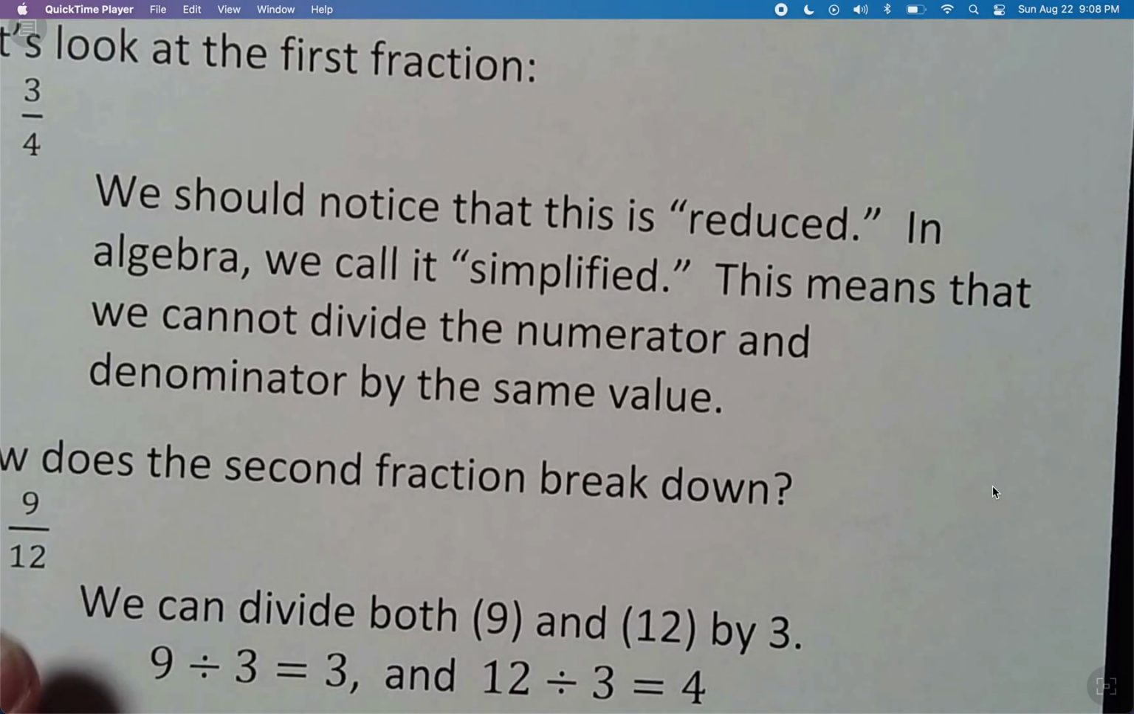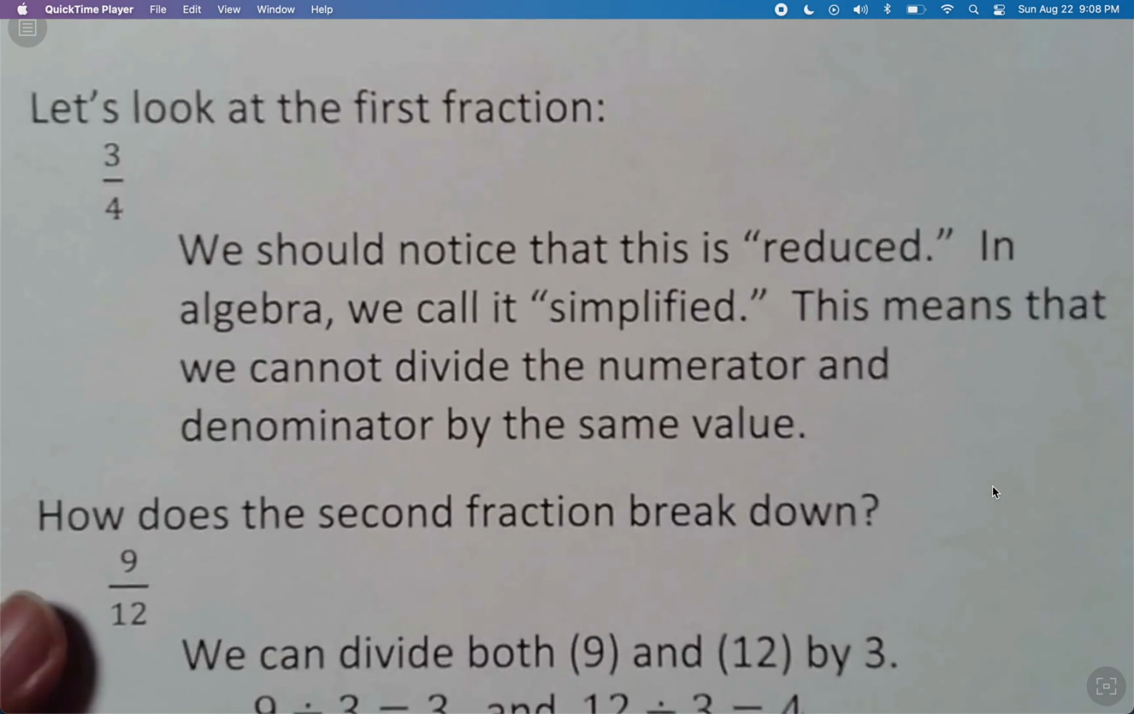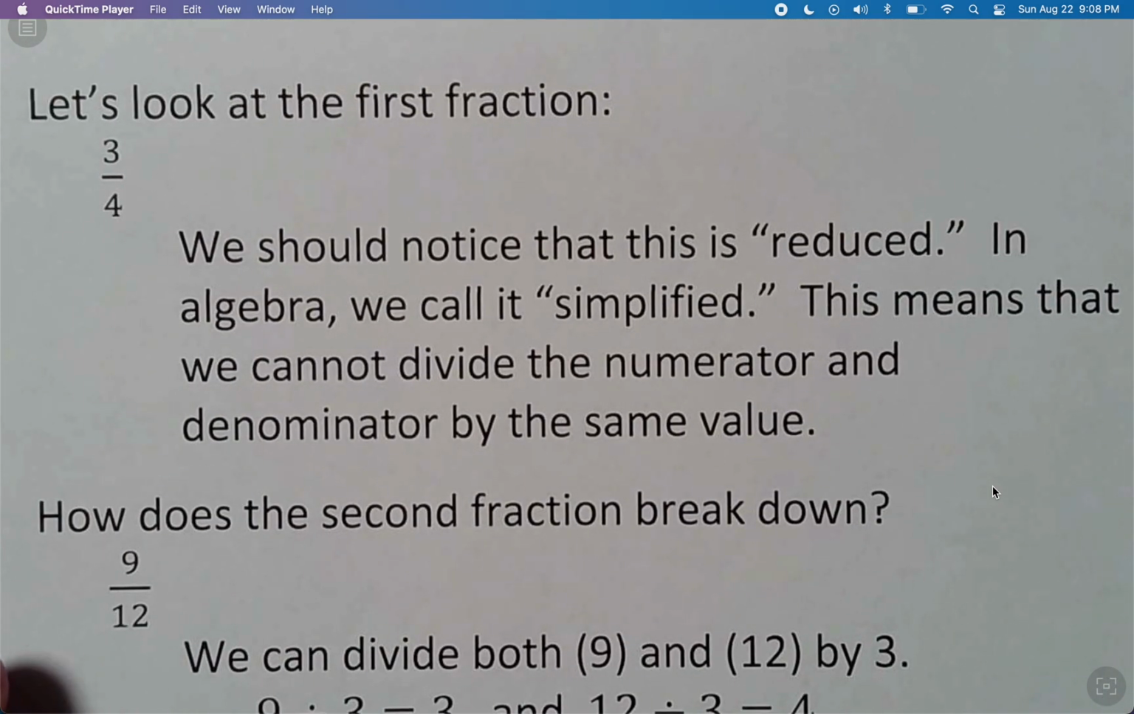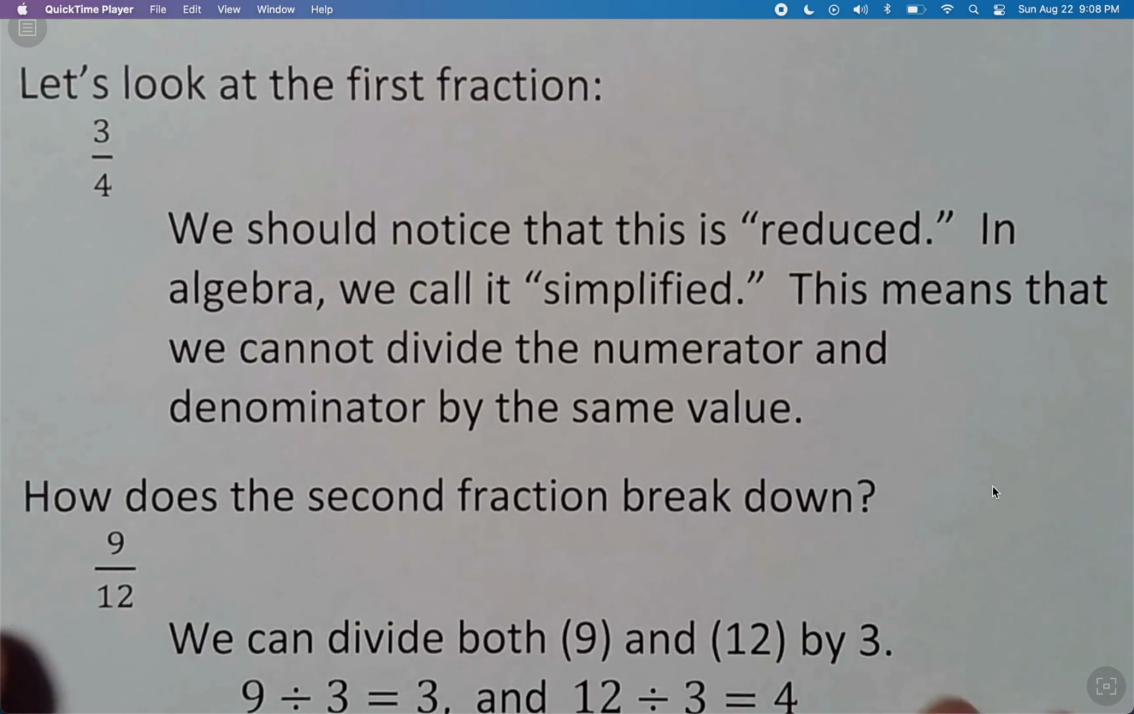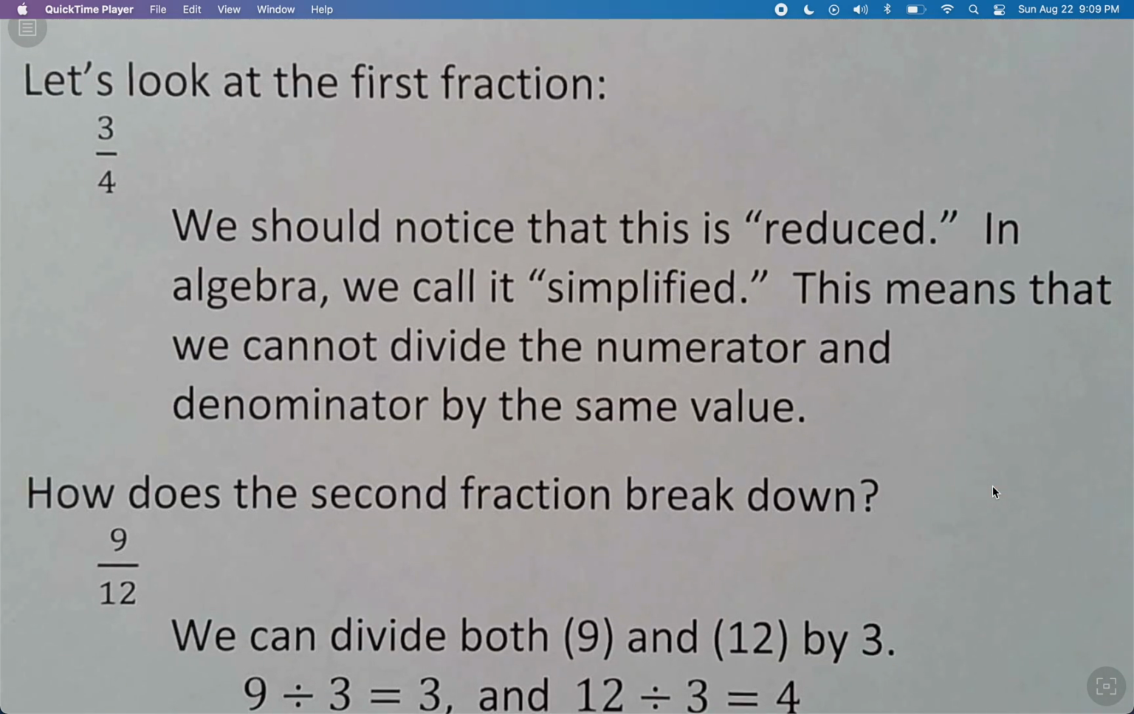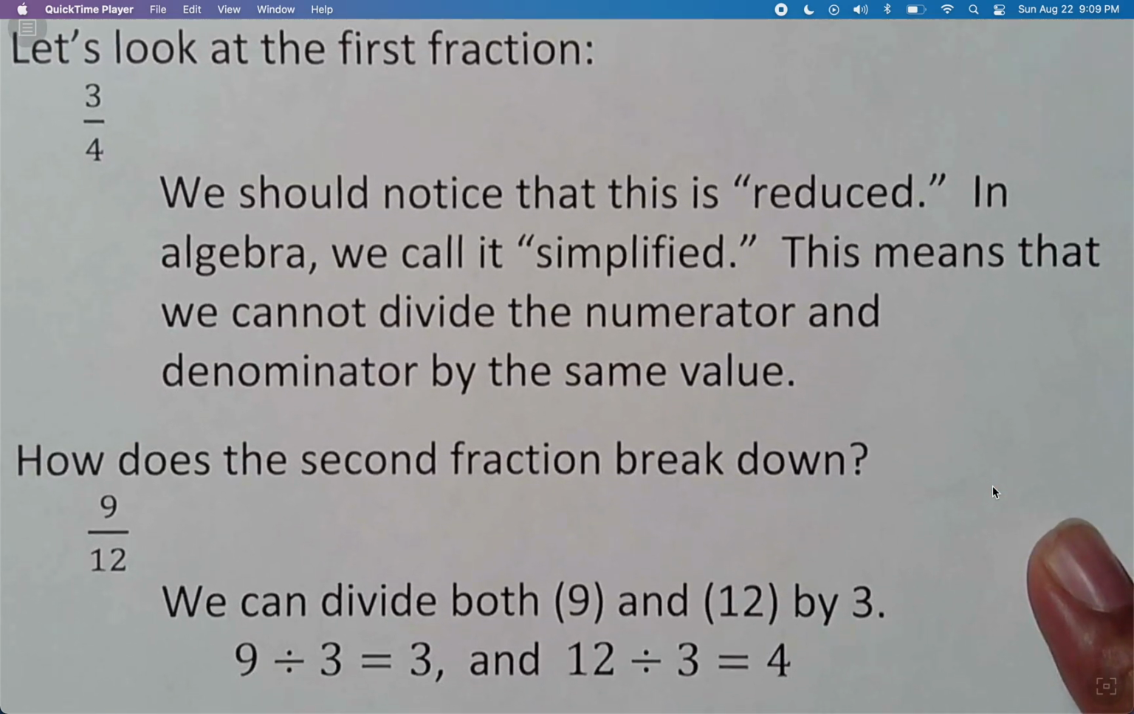All right. So we should notice again that 3/4 is reduced when we look at that one. In algebra, we call it simplified. You could say reduced, but simplified is the better word. It means that we cannot divide the numerator and denominator by anything at all, the same value-wise. The only thing I can divide 3 and 4 by at the same time is 1, which means we don't look at that. But what about the second fraction?